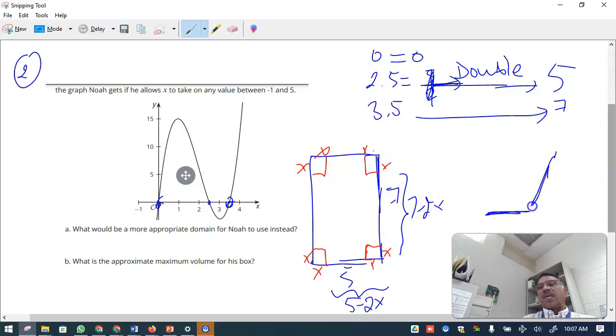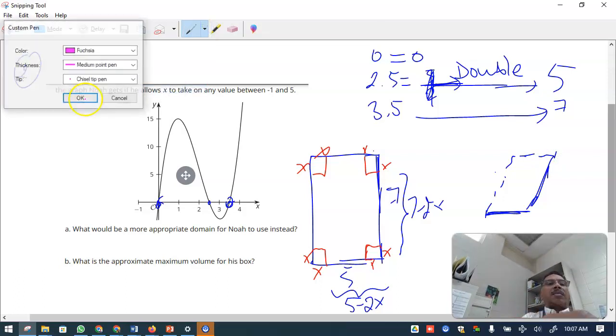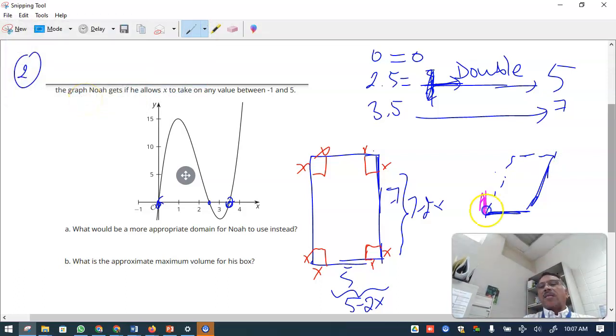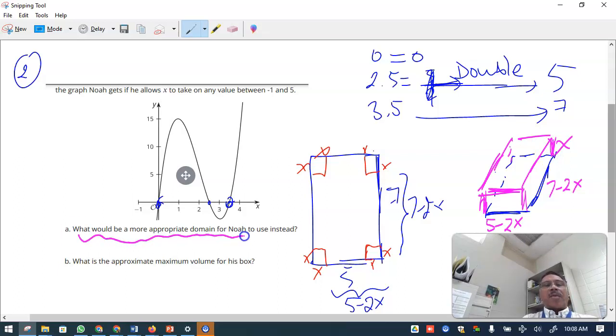So this will be 7, and maybe this way, and then you cut out x. This is the height. So you see, like this, you get the height and you create a box. So this is 5 minus 2x, and this is 7 minus 2x, and the height is x. So the question is, what would be a more appropriate domain for this?